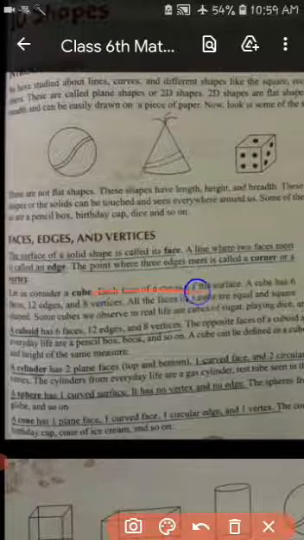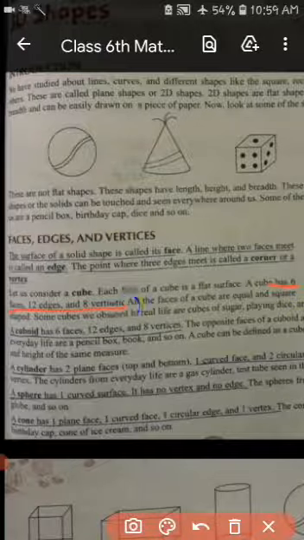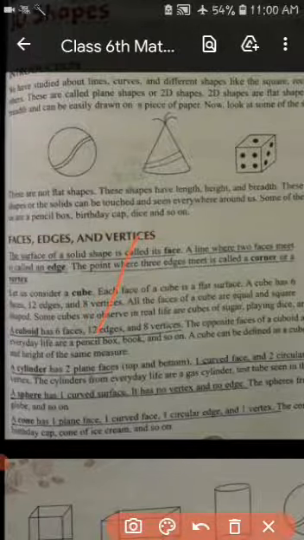Okay. Now, let us consider a cube. Each face of a cube is a flat surface. A cube has 6 faces, 12 edges, and 8 vertices. Look here at the cube. This is your cube.